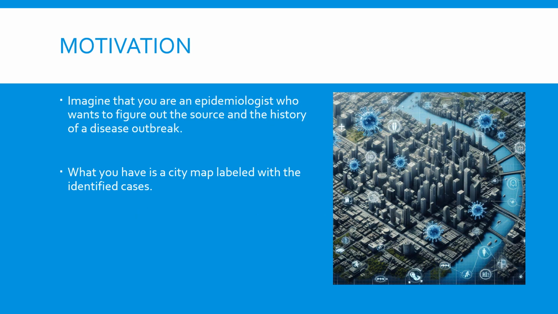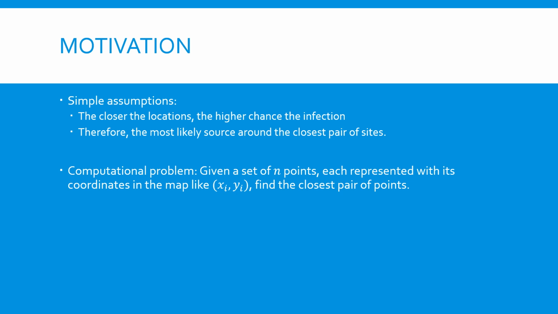Imagine that you are an epidemiologist aiming to identify the source of an outbreak. The only information at your disposal is a map marked with the locations of the identified cases. Without additional information, such as the evolution pattern of the pathogen, we can only assume that the closer the locations, the more likely the pathogen can spread between them. In this case, the highest likelihood of pathogen infection occurs between the two sites that are the closest among all pairs of sites. Therefore, you can infer that locations near the closest pair of sites are the likely source of the outbreak.